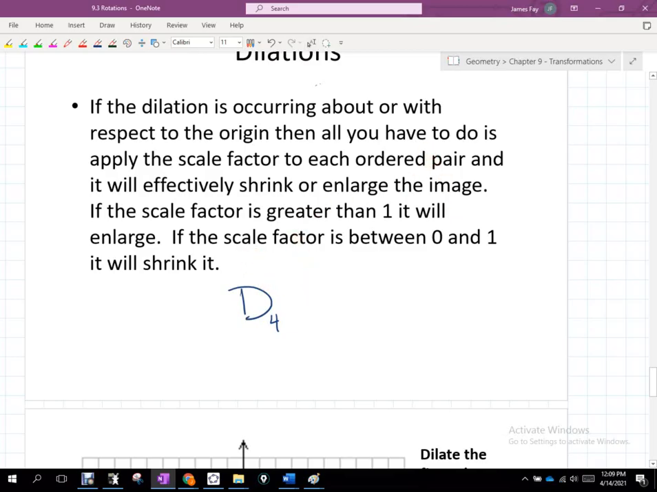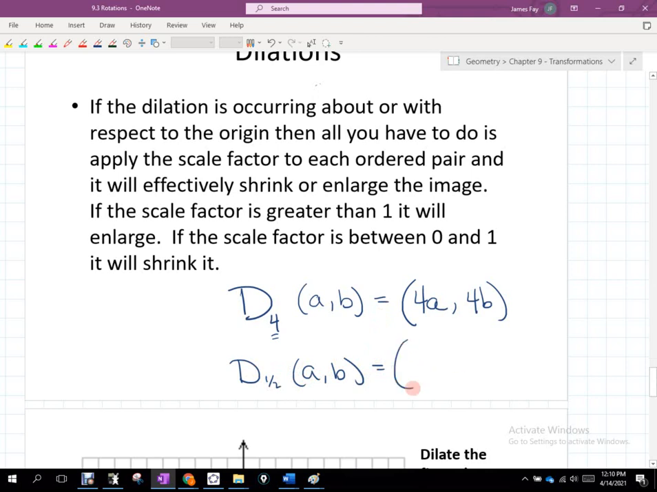So when dilating, using a scale factor that is bigger than 1, it's going to enlarge. If I start with the point A comma B and dilate that point about the origin, all I have to do is take my scale factor, multiply it by the x-coordinate, and multiply it by the y-coordinate. That's all you have to do. If my scale factor was 1/2, and I had the point A comma B, then that coordinate's going to be 1/2 of whatever A was, and that coordinate's going to be 1/2 of whatever B was.